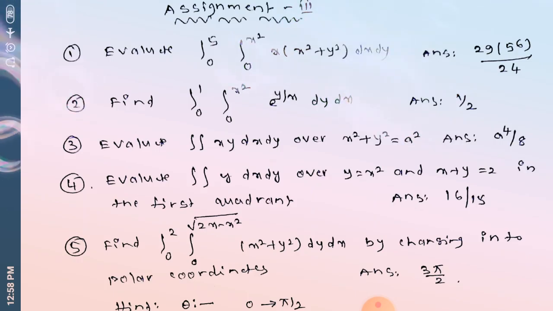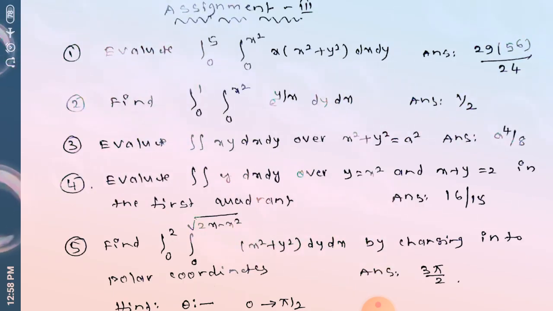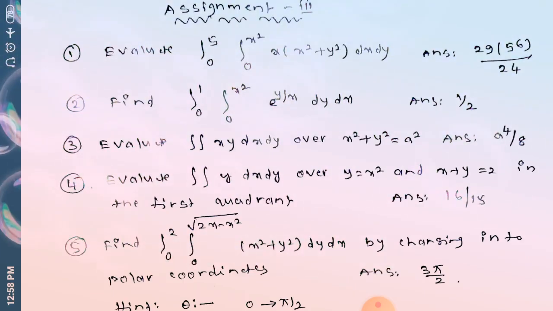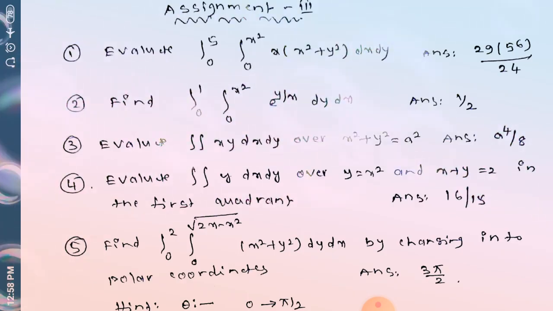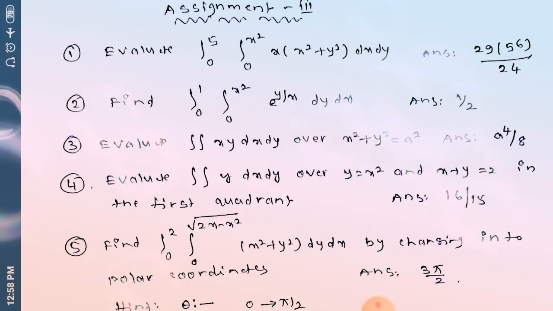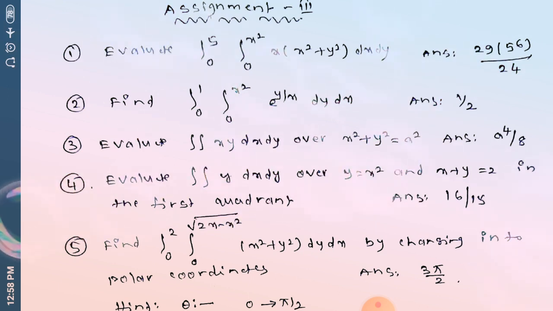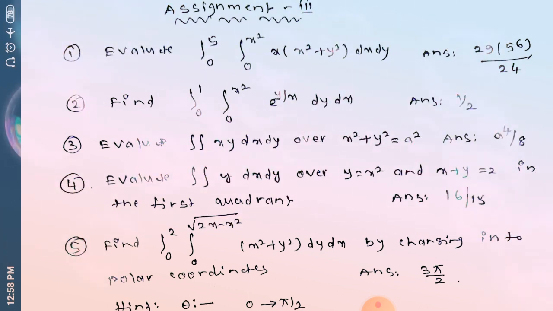So the first integral is the x integral, the second integral is the y integral. So first you eliminate the variables first. Do the integration with respect to y and find the simplification, substitute the upper limit minus lower limit, then do the integration with respect to x, and then you can find the answer. The final answer as per my calculations is 29 into 5 power 6 divided by 24. So this is about your first problem.